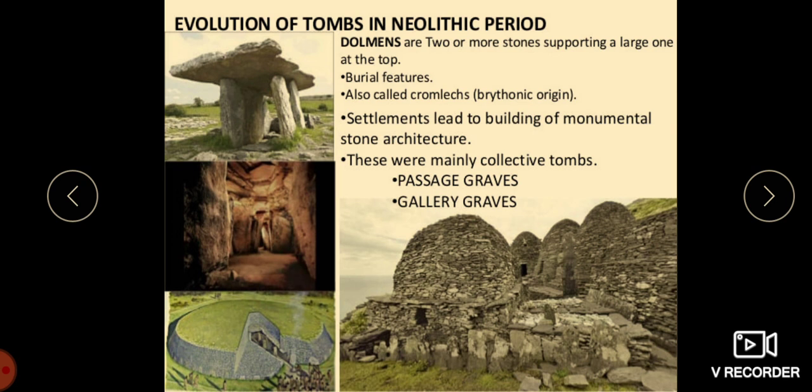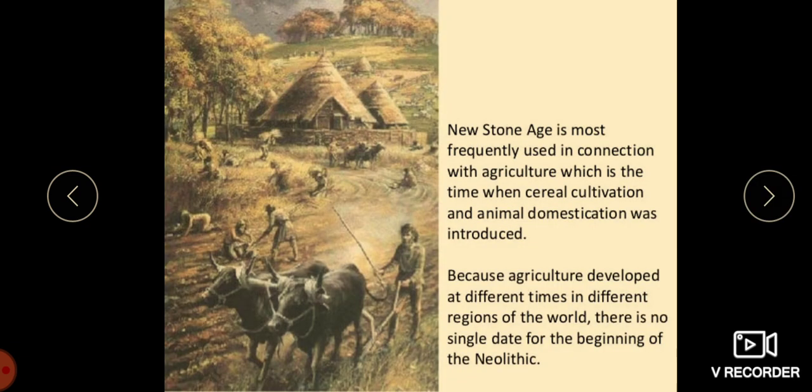So the evolution of tombs in the Neolithic period: the dolmens are two or more stones supported with a large one at the top, you can see here, and it is also called the cromlech, that is of Breton origin. Settlements led to the building of monumental stone architecture. There were many collective tombs, mainly collective tombs, passage graves, and also gallery graves constructed during this period. So the term new stone age is most frequently used in connection.